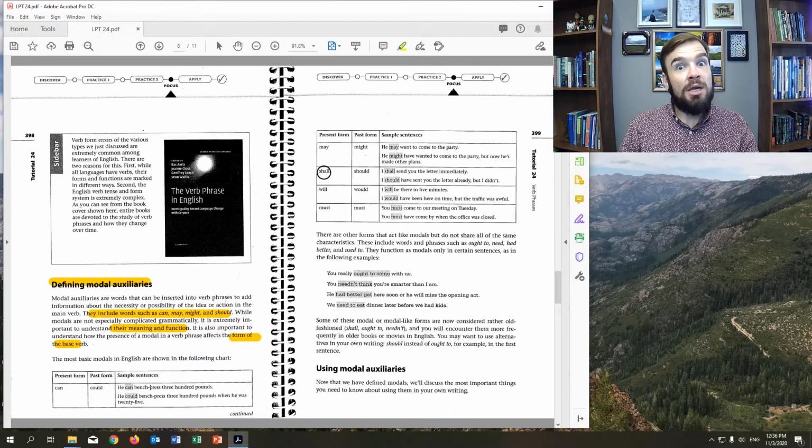Shall in the present form is not very common in California English, if I'm honest with you, both speaking and writing, but you might hear it. Should in the past is very common. I shall send you the letter immediately. Or I should have sent you the letter already, but I didn't. And I'll highlight that because it's much more common.